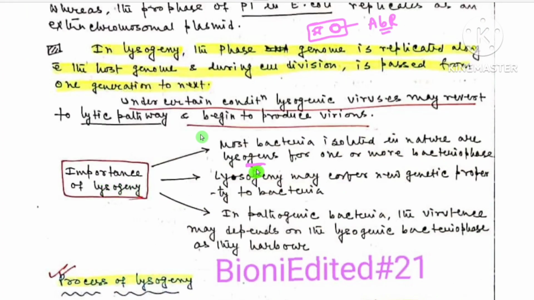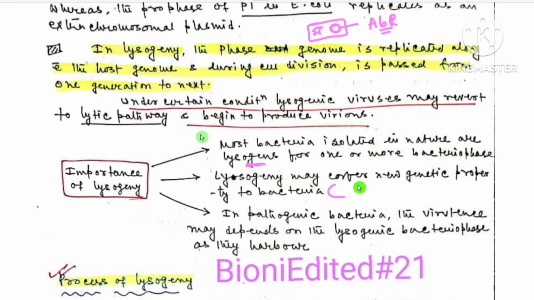The importance of lysogeny: most bacteria isolated in nature are lysogens. That means they contain viral DNA from one or more bacteriophages, and this causes genetic recombination. Lysogeny may confer new genetic properties on bacteria, since viral DNA is incorporated into the bacterial DNA. So a new genetic recombination can be seen in bacteria, and for this reason lysogeny may confer new genetic properties on the bacteria.